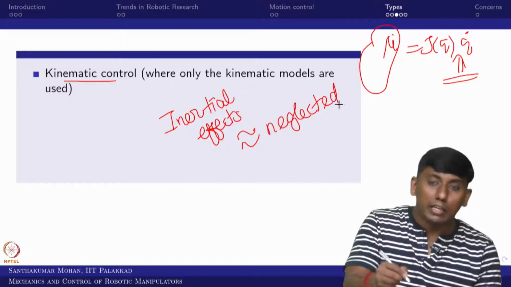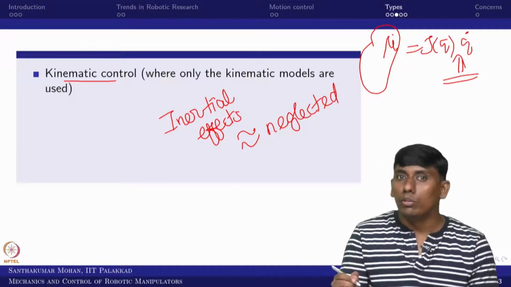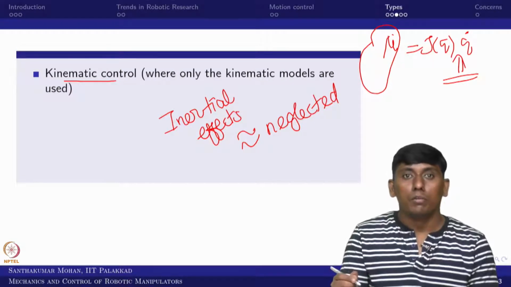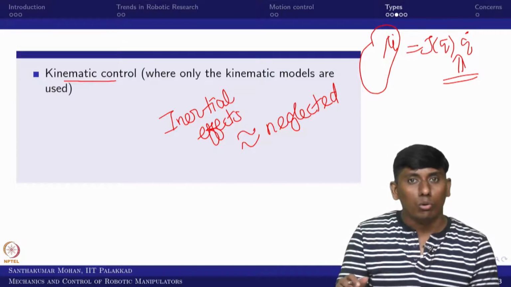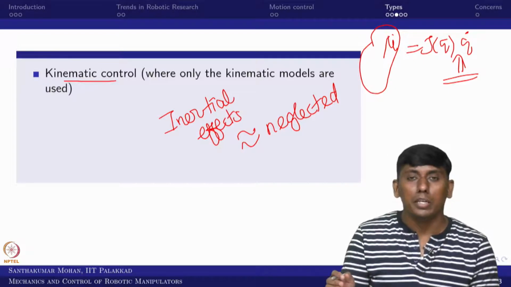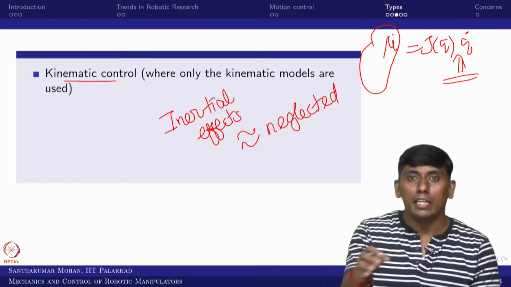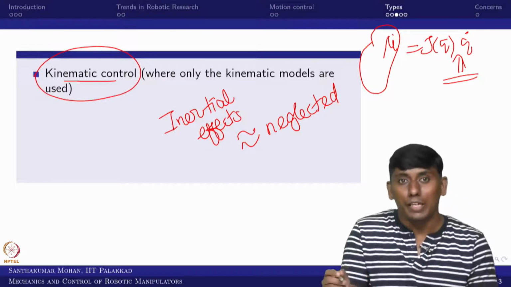So here we are neglecting. If the effort is a non-negligible amount, then the kinematic control may not work well. For example, you have a planar horizontal robot that is slow moving, probably with a maximum of 1 meter per second end effector velocity, then this kinematic level control will work very well.